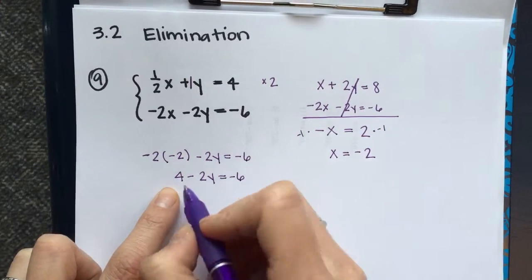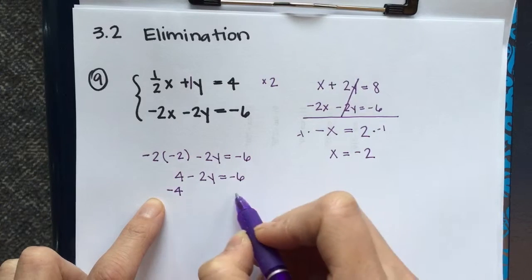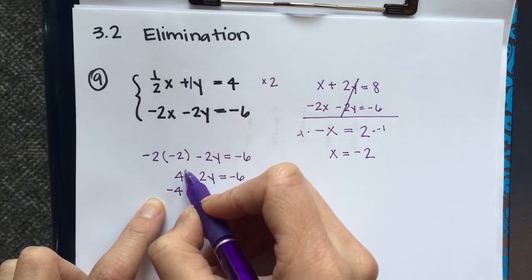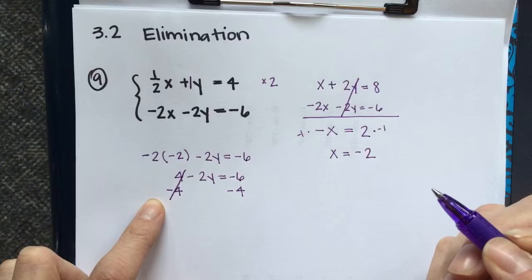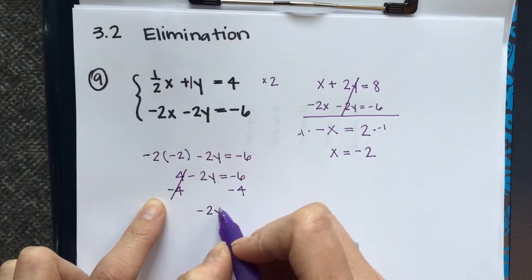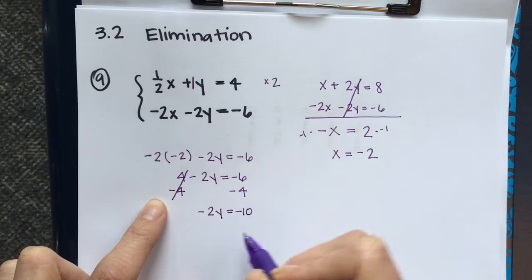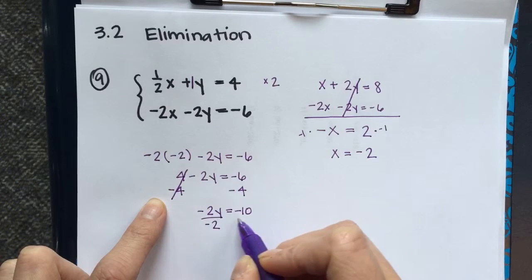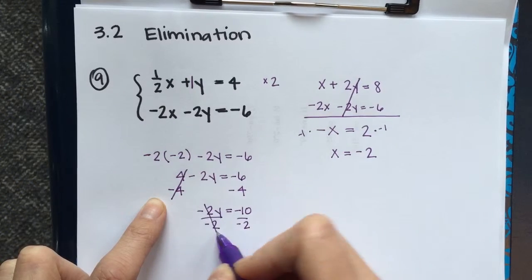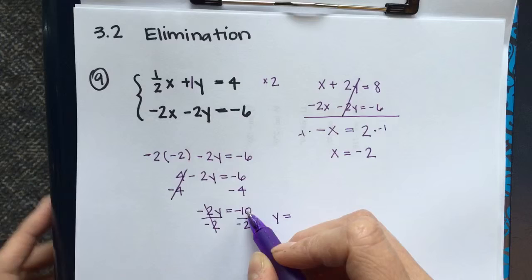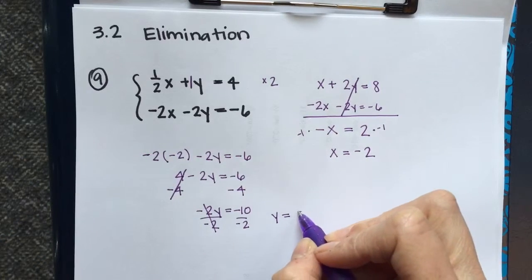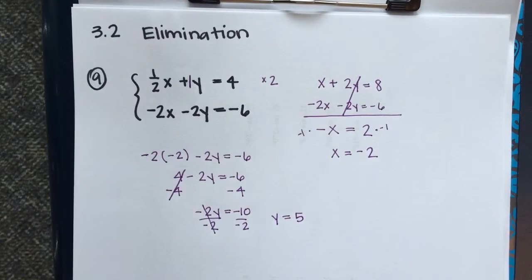To get rid of a positive 4, we're going to do the opposite, so subtract it from both sides. 4 minus 4 is 0, so they're gone. Negative 2y equals negative 10, and then divide by negative 2. So y is equal to negative 10 divided by negative 2 is positive 5.